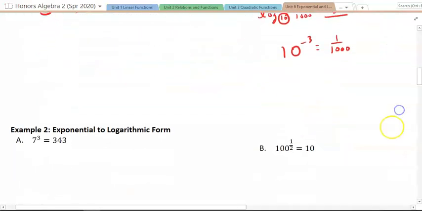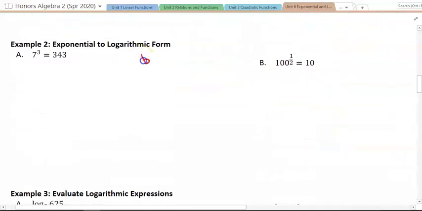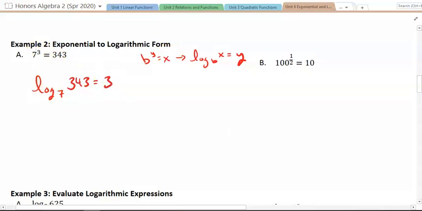Now, can we convert the other direction? Of course. And that's example 2. If I have b to the y is equal to x, that's going to be log base b of x is equal to y. Make sure we know what goes where. So the base b is going to be 7. Remember that the power is not going to go here, it's what the log is equal to. So log base 7 of 343 is equal to 3, right? Because again, the answer to a log is the power of the exponential. Look at example B. So log base what?